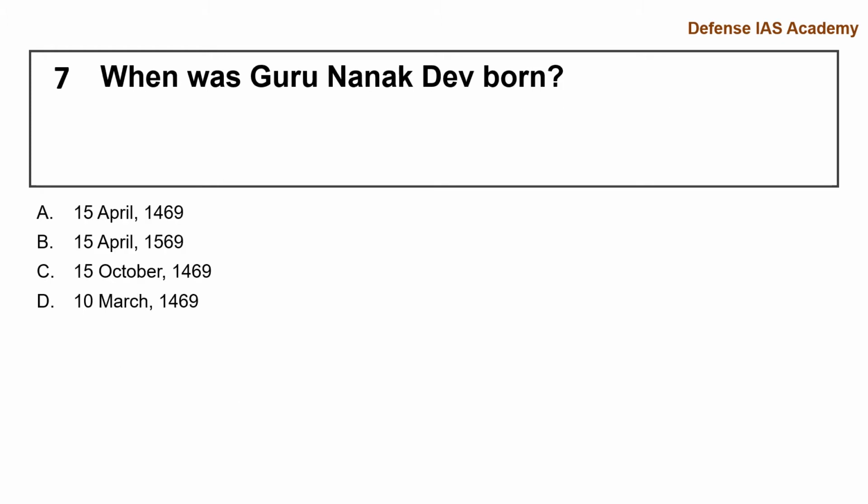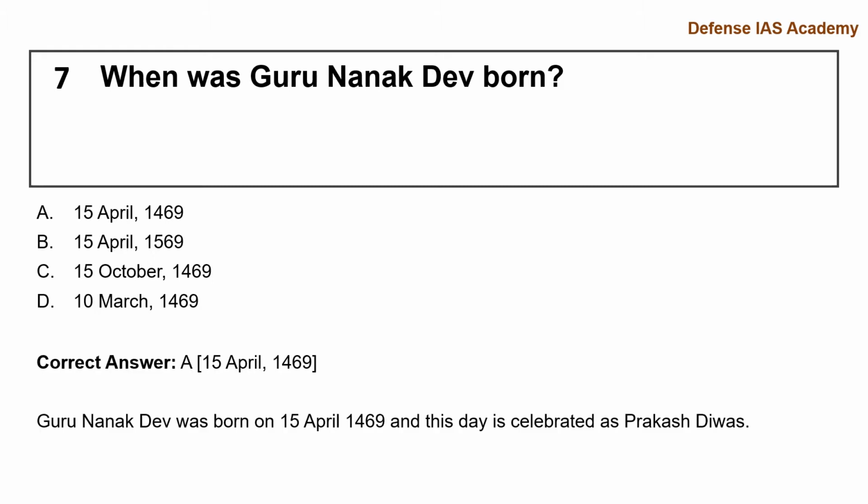Question number 7. When was Guru Nanak Dev born? The correct answer is option A, 15th April 1469. Guru Nanak Dev was born on 15th April 1469 and this day is celebrated as Prakash Divas. So the birthday of Guru Nanak Dev is celebrated as Prakash Divas.